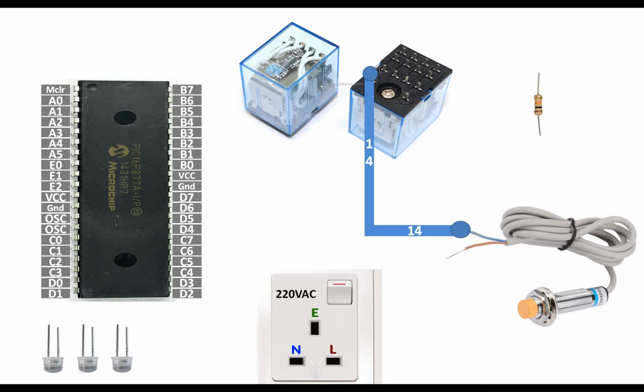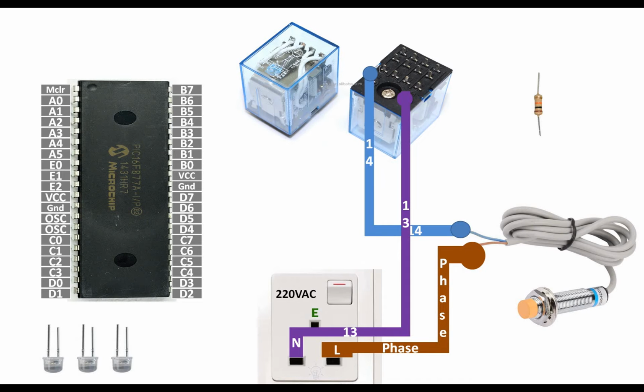First of all, on the 14 pin Omron relay, you will see there is a pin named 14. This is the triggering coil pin. You connect it directly to the blue wire of your proximity sensor. Then the pin named 13, you connect it directly to the neutral of the wall socket. Then the brown wire of your inductive proximity sensor, you connect it to the line or phase wire of the wall socket, like this.